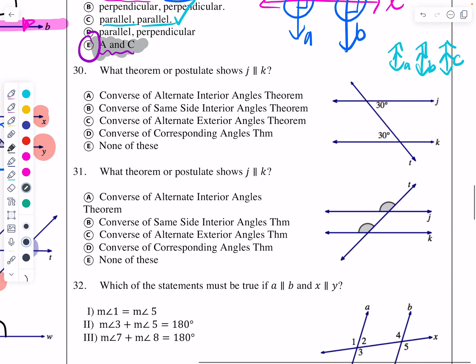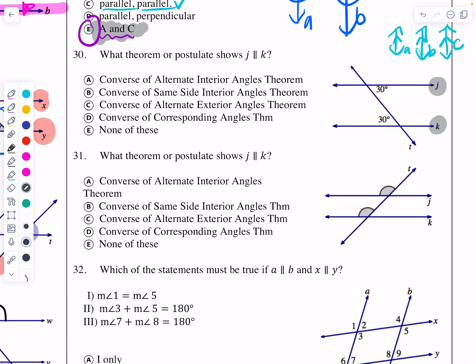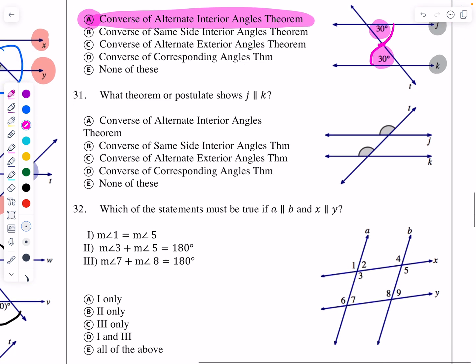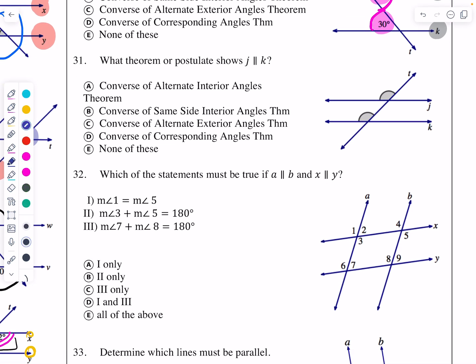All right, what theorem or postulate shows that J and K are parallel? What kind of angles are those? Those are alternate interior, and so by the converse of alternate interior angles theorem, those must be parallel because those angles are congruent. What theorem or postulate shows that J and K are parallel, if any? And so that is the top left-hand corner, so it should be a converse. That is going to be the converse of corresponding angles theorem.